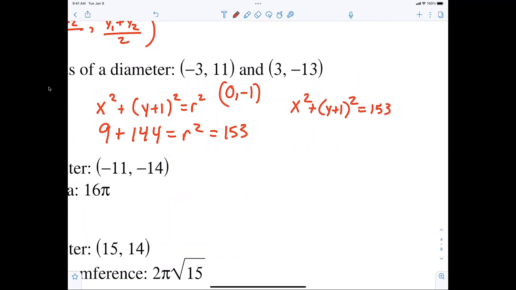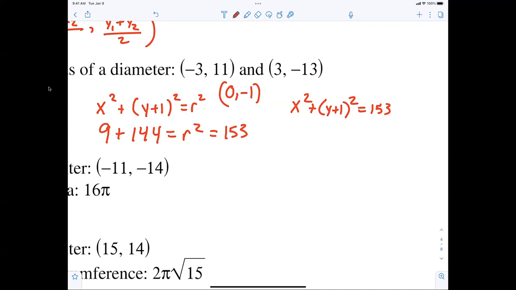You sure? That's a good question, right? Because I'm not interested. If I said, what is r? You would tell me r is the square root of 153. You agree with that? But I'm not asking for that.